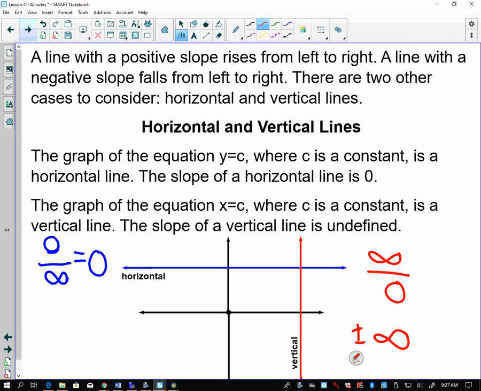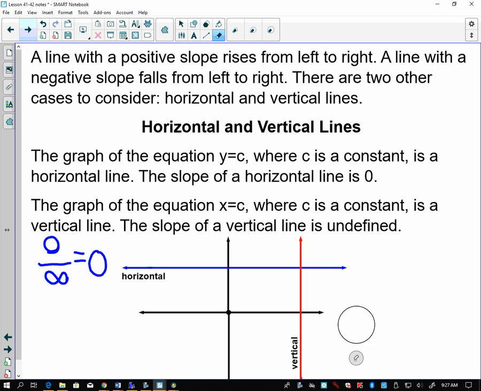All right, so infinity is an undefined term. So a vertical line has a slope that is undefined.